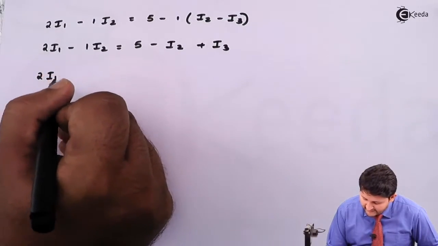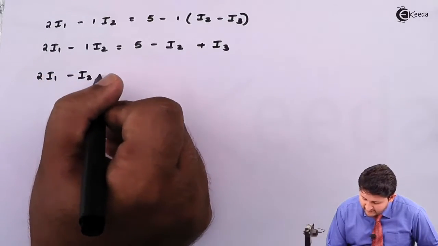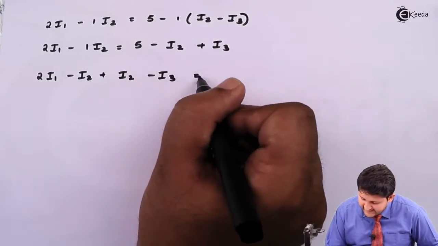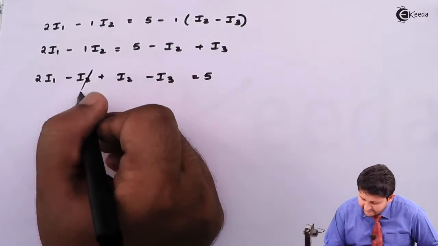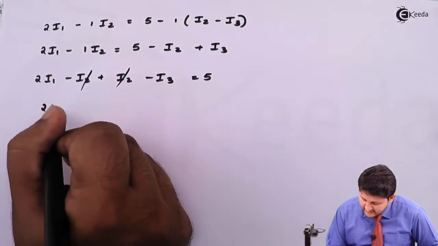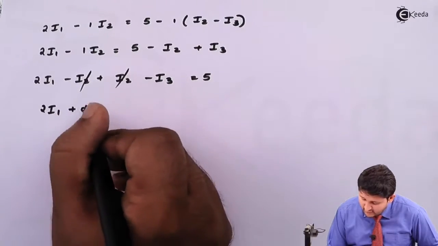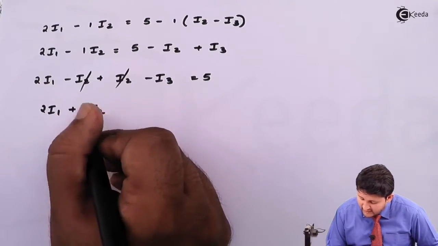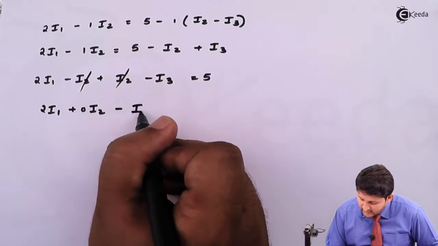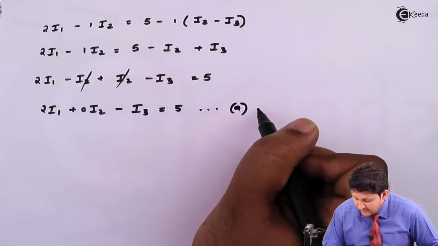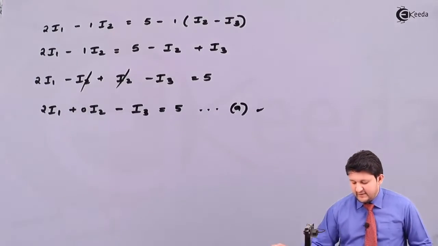Shift all the terms over there: 2I1 minus I2 plus I2 minus I3 equal to 5. It cancels, so the equation you'll be getting is 2I1 plus 0I2. Write it as 0 because it will help you while putting values. Don't neglect it, even if it is getting cancelled. So that's our first equation.